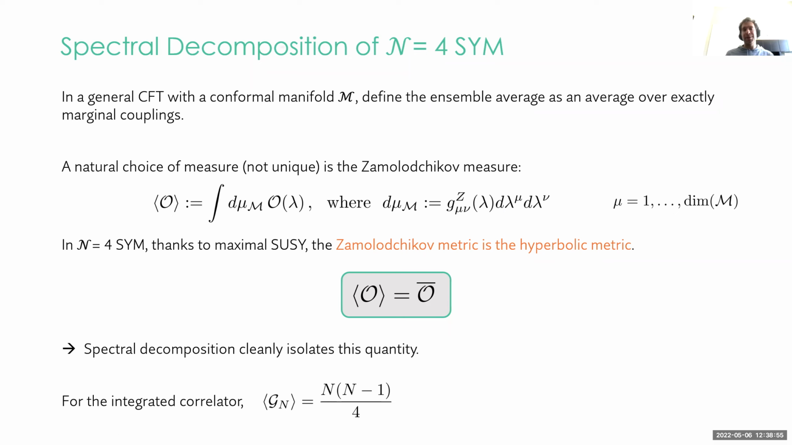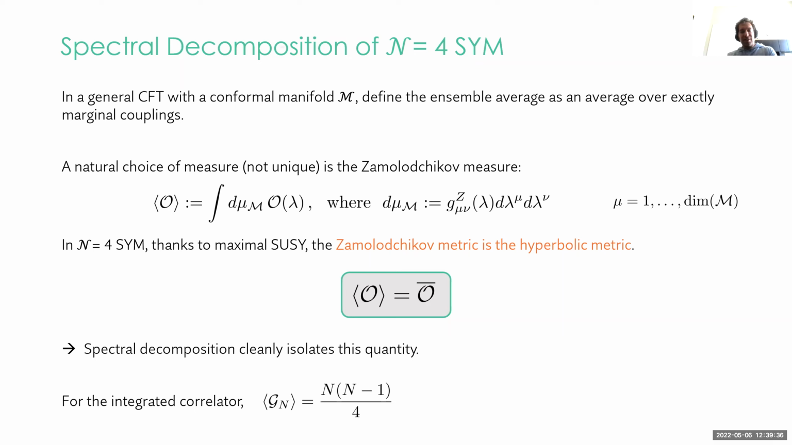So let's do this in N=4. It turns out that because of N=4 superconformal symmetry, the Zamolodchikov metric is exactly the hyperbolic metric. So the modular average, which we defined earlier, which is to say the average over the fundamental domain, is the same thing as the ensemble average so defined. And because of that, the ensemble average appears very naturally in the spectral decomposition as this first constant term. So this suggests that there's something to be learned about ensemble averaged quantities in N=4 by studying the spectral decomposition of these quantities, which picks it out rather simply.